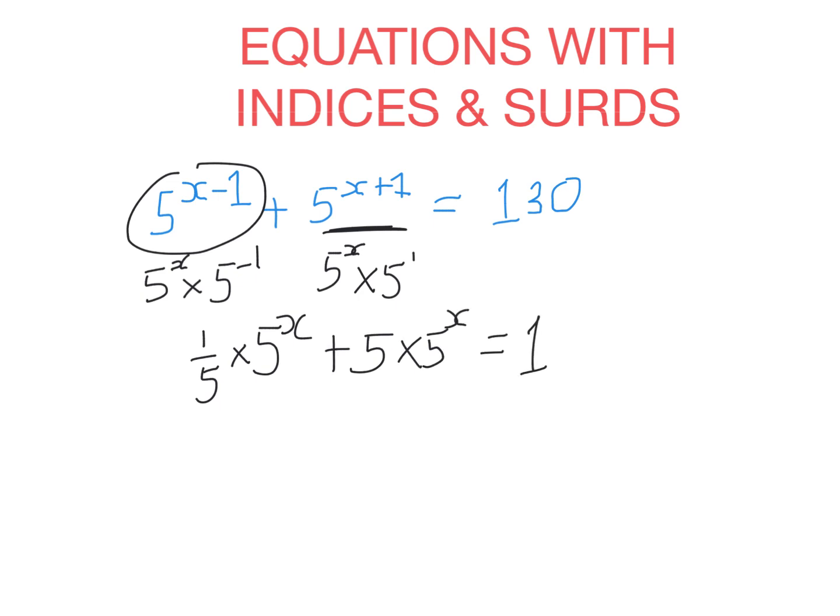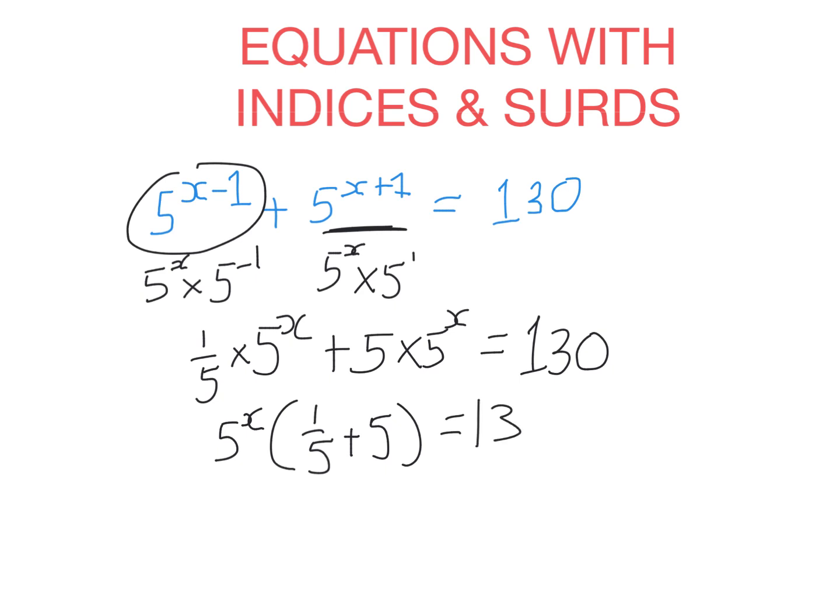Now, when we're solving equations, we really want x to be in only one spot. It makes our life so much easier. Now, I can do that here by factorizing. This term here and this term here have a common factor of 5 to the power of x. So what do I times by 5 to the power of x to get this first term? It's being times by a fifth. What do I times 5 to the x by to get this second term? It's being multiplied by positive 5.